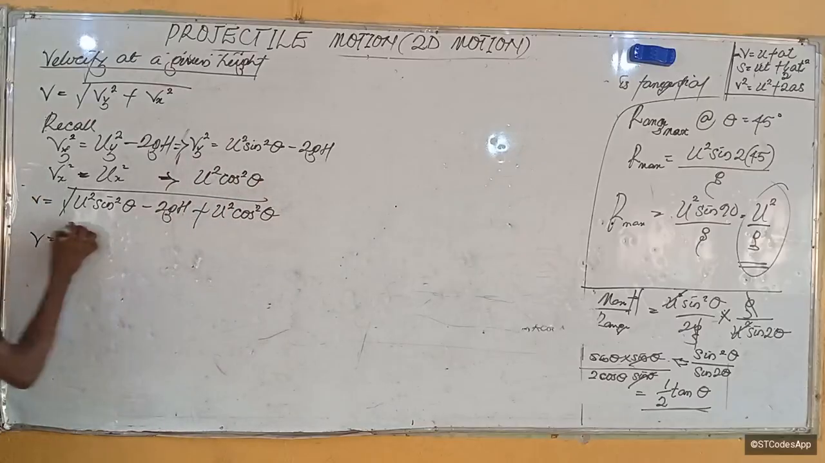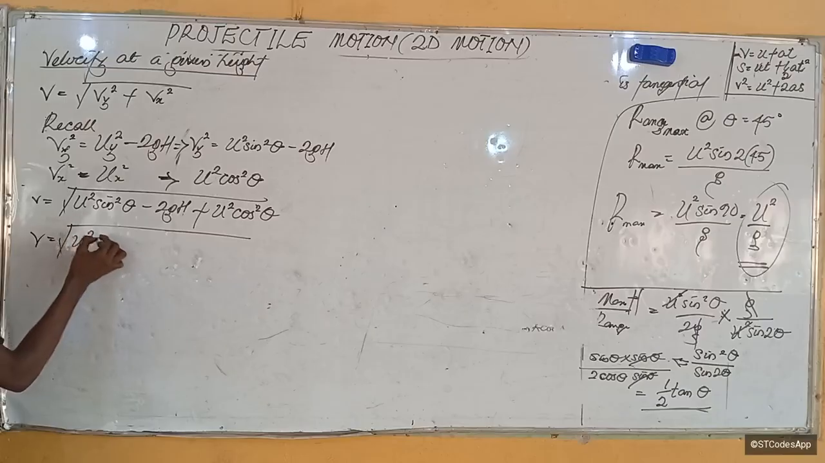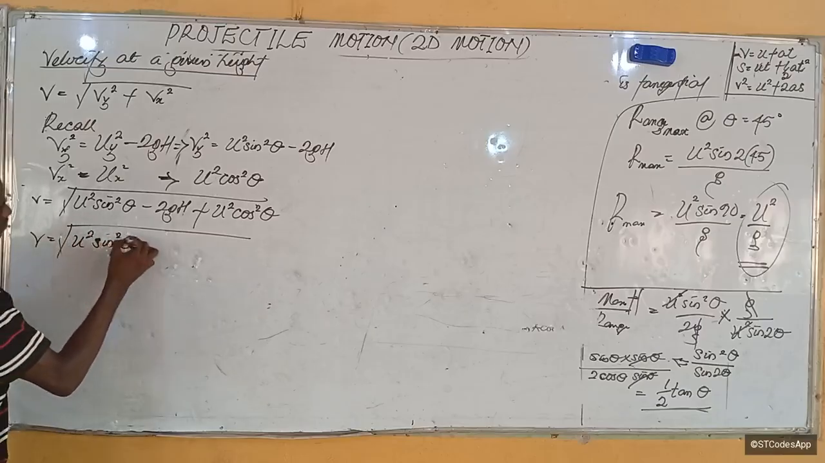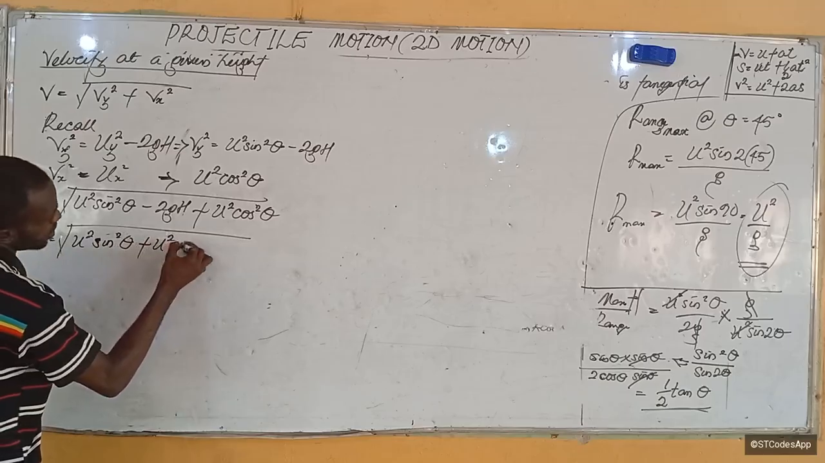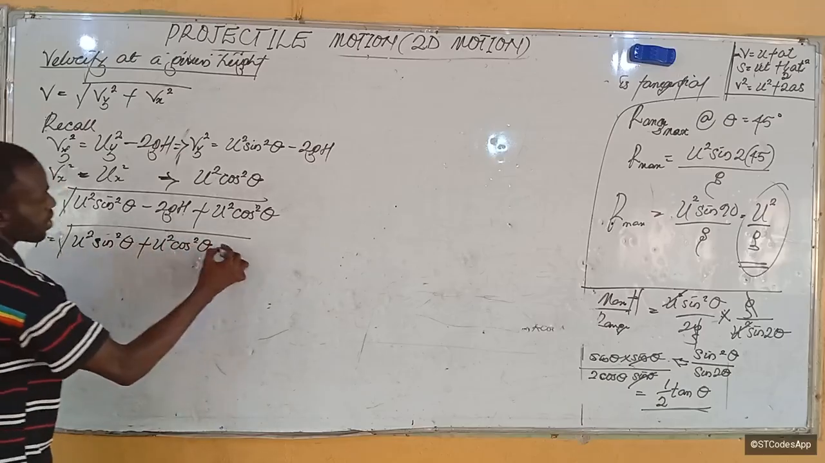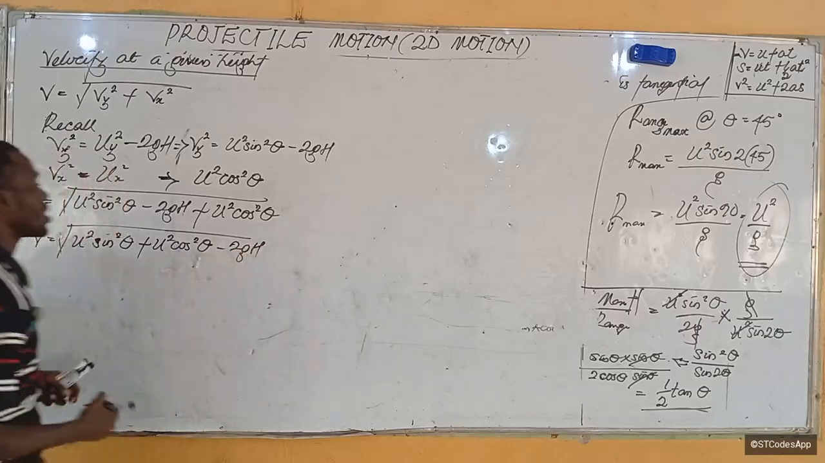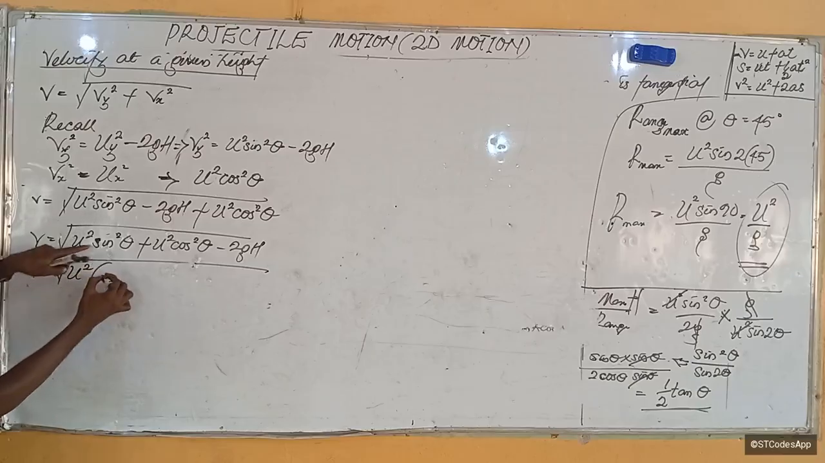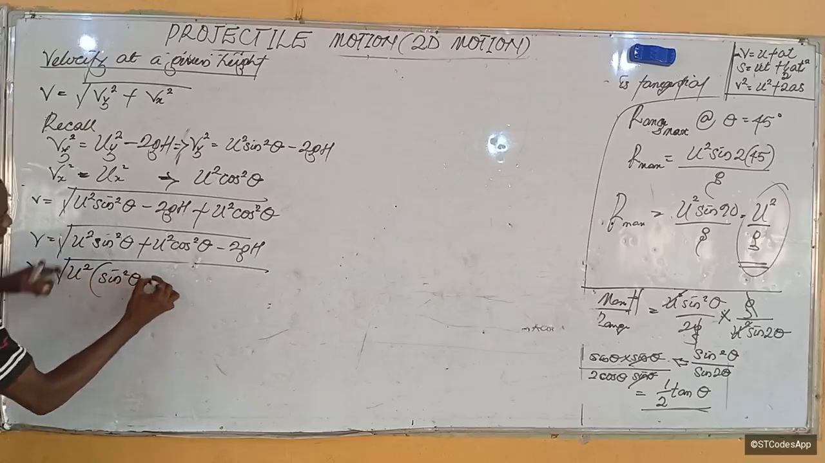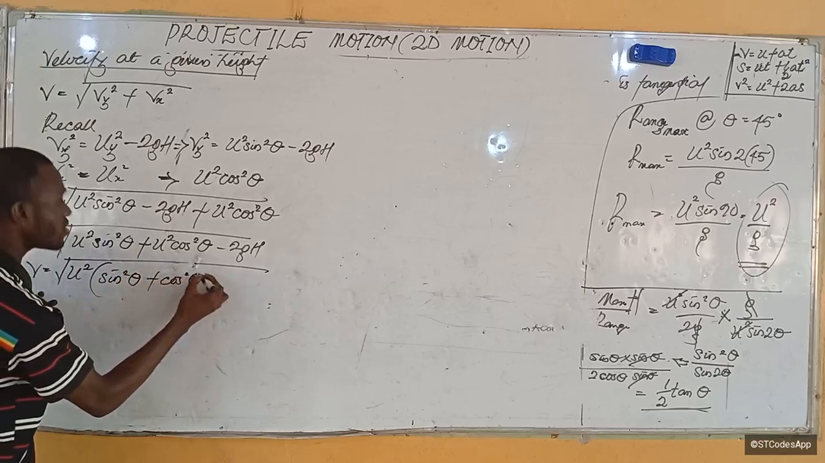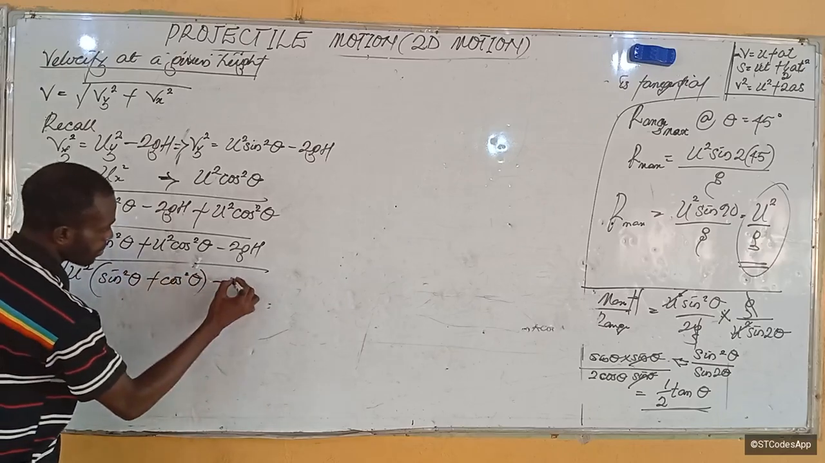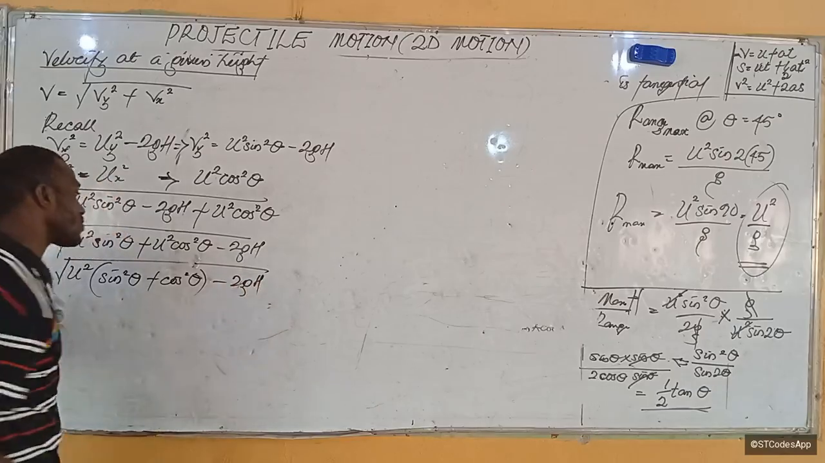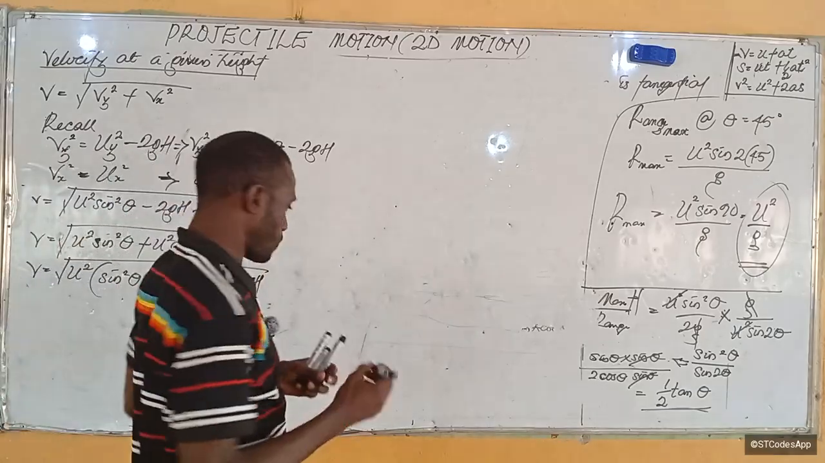v becomes the square root of u squared sine squared theta plus u squared cos squared theta minus 2gh. Then you know that u squared is common. So v is equal to the square root of u squared times sine squared theta plus cos squared theta, minus 2gh.